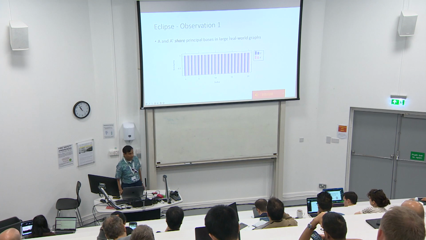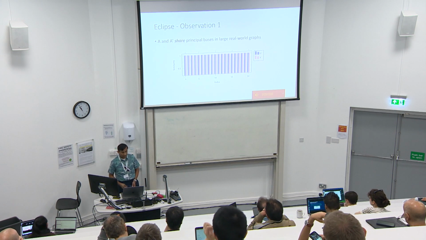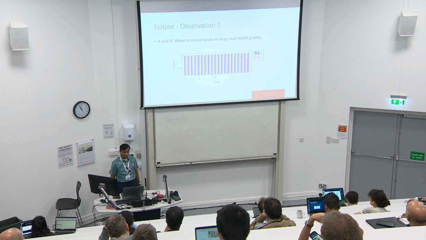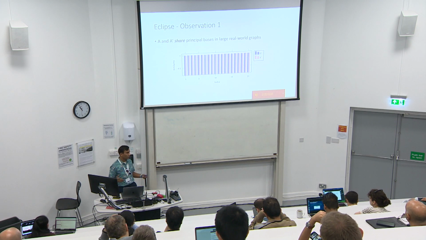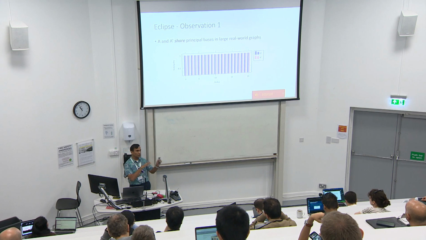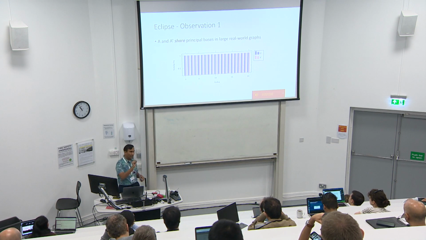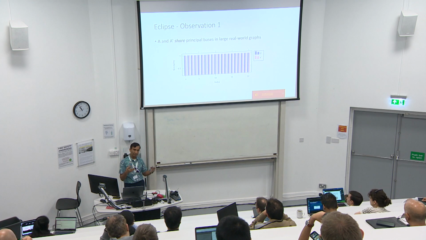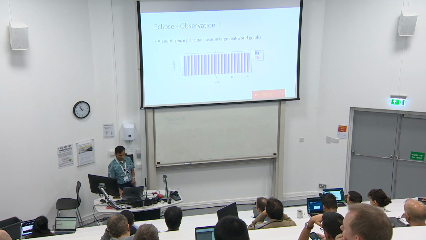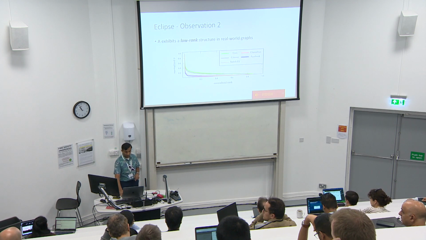This data is showing you observation 1: A and A prime share the principal bases in large real world graphs, and this is across a whole collection of graphs across many thousands of Monte Carlo simulations. You can see that the U and V matrices produced from A and A prime, if you delete one edge from these very large graphs, the principal basis stays the same. So U and V basically stay the same in these two settings. That's observation 1. Keep this in mind, we're going to exploit that property.